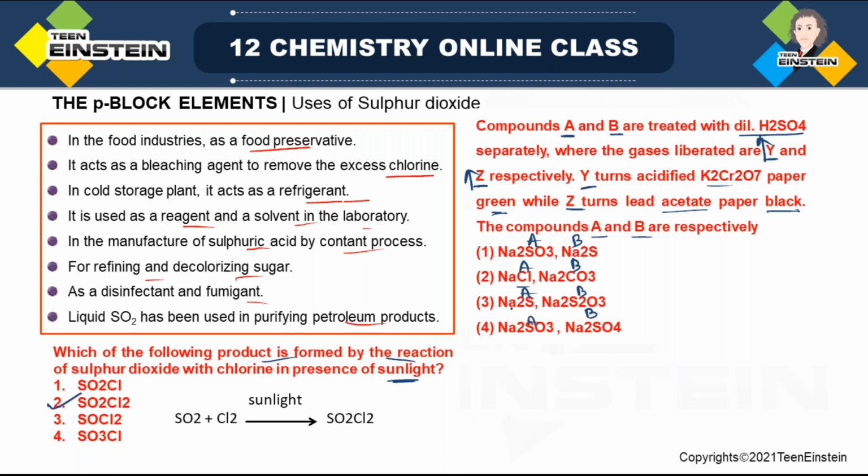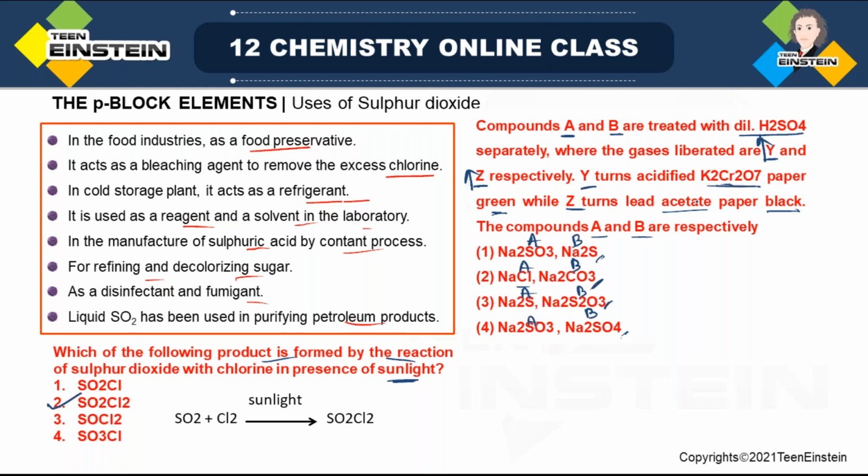So in the 4 options, how many compounds are possible for A? Na2SO3, sodium chloride and sodium sulfite. And for B also, how many compounds do you have? Na2S, Na2CO3, Na2H2O3, sodium thiosulfate and Na2SO4. 4 different options are there. Okay. Now one thing we are sure of, as we have just seen, is the identification test of SO2.